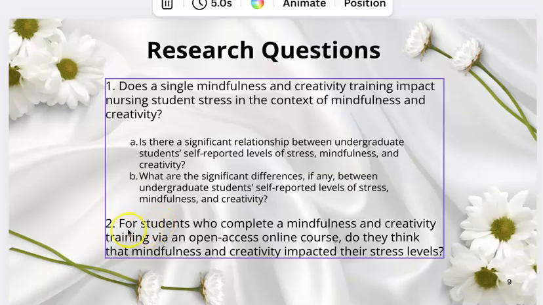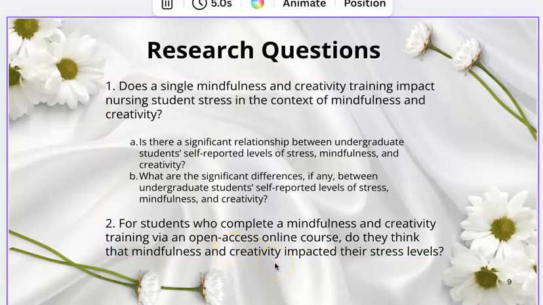And then this question number 2, for students who complete a mindfulness and creativity training via an open access online course, do they think that mindfulness and creativity impacted their stress levels? So that is a qualitative question. So those 2 questions and the components of them, the subcomponents, that is why I used a mixed method research methodology, right? I needed to answer a quantitative and a qualitative question within that. So that is why mine was mixed methods.